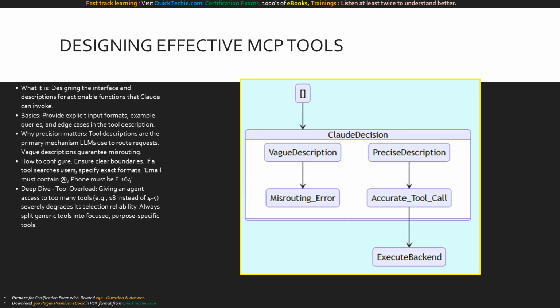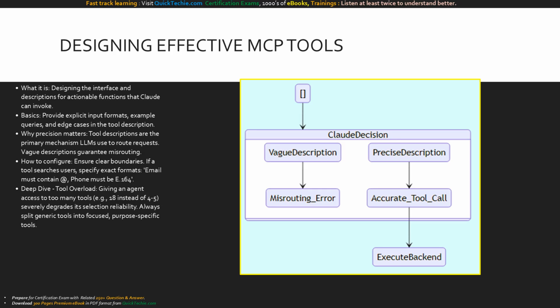Let's deep dive into tool architecture. A massive anti-pattern is giving a single agent 18 tools. This overloads the model's decision-making. Instead, design specialized subagents with 4 to 5 highly focused tools and split generic monolithic tools into specific, targeted operations to ensure reliable execution.